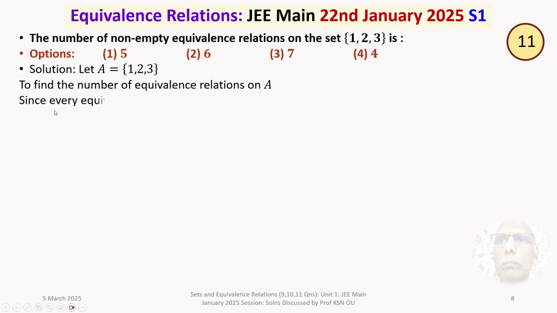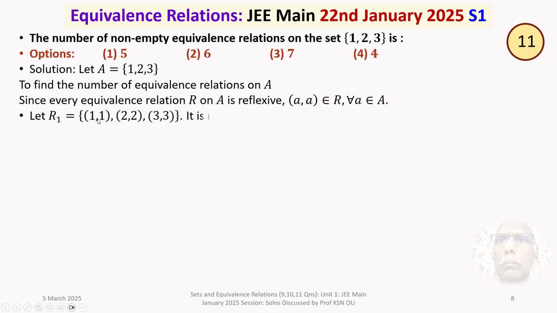And since every equivalence relation R on A is reflexive, reflexive means the ordered pair (a, a) belongs to R for all a belongs to A. So in R, there should be (1, 1), (2, 2), (3, 3). Let R1 be {(1, 1), (2, 2), (3, 3)}. It is reflexive. Is it symmetric? Yes. (1, 1), (1, 1), (2, 2), (2, 2), (3, 3), (3, 3). Is it transitive? Yes.